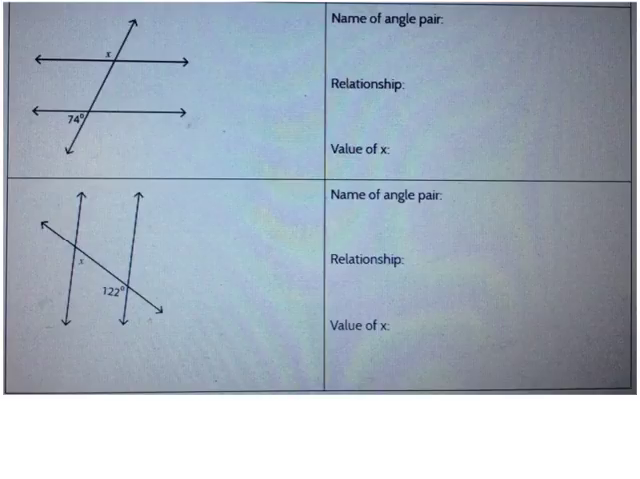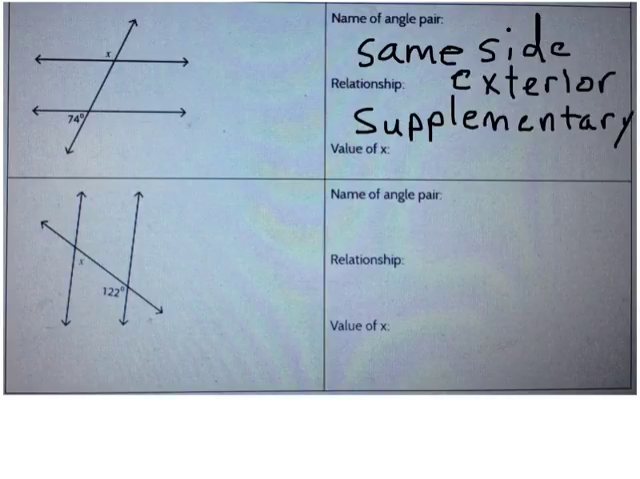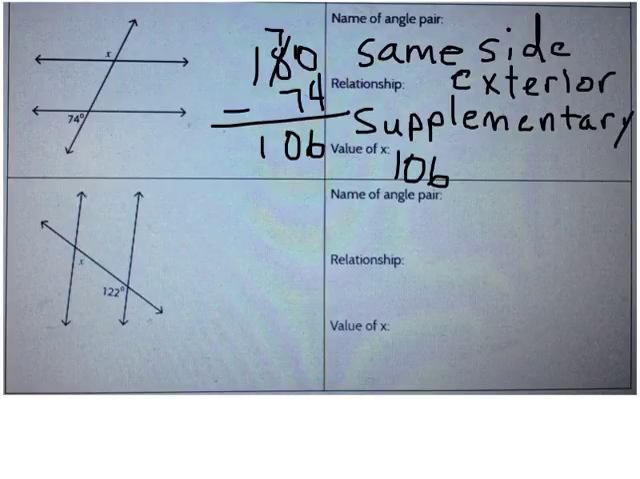What about these angles? What's the name of this angle pair? These are same side exterior angles. So what's their relationship? They are supplementary. Find the value of x. X is 106 degrees.